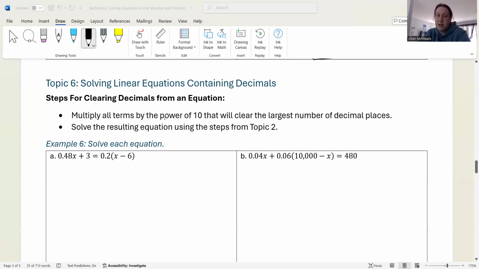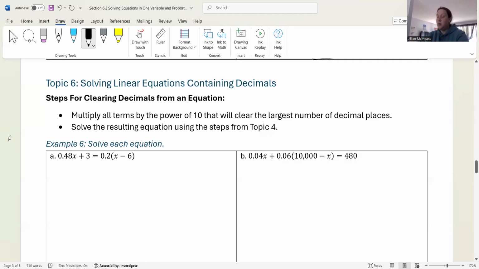So, steps for clearing decimals from an equation. Multiply all terms by the power of 10 that will clear the largest number of decimal places. I'll explain that a bit more in just a second. And then solve the resulting equation using the steps from topic 4. I think that should actually say topic 4. I think that's a typo on my part, okay?